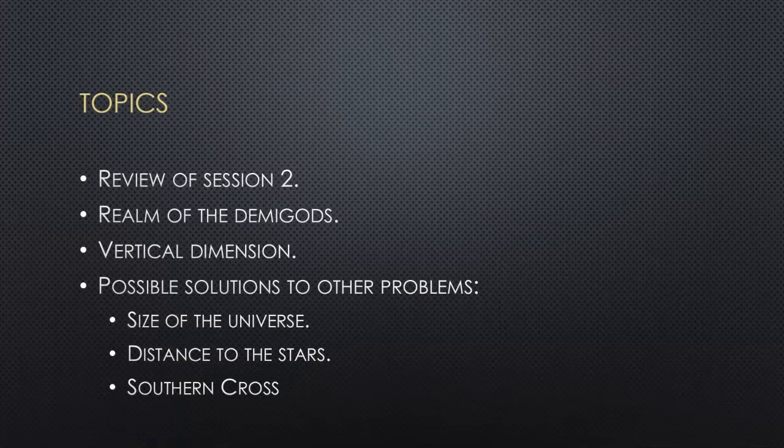And by taking the idea of the planisphere that we saw in session 2, we're going to see if we can possibly solve some other problems, such as the size of the universe, the distance to stars, and the reference to the Southern Cross.